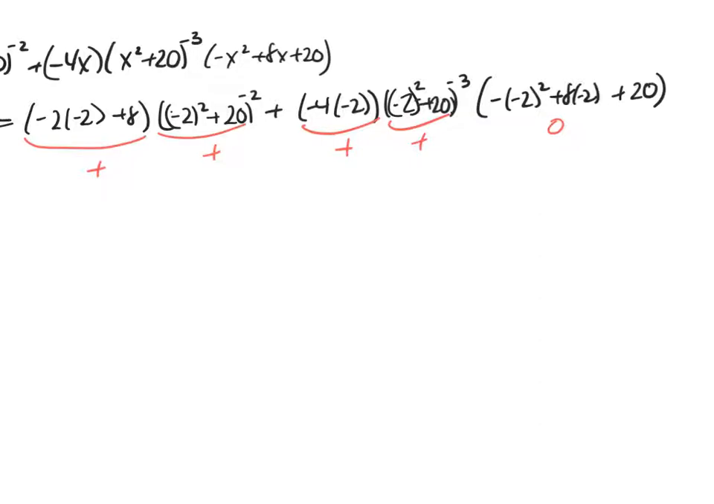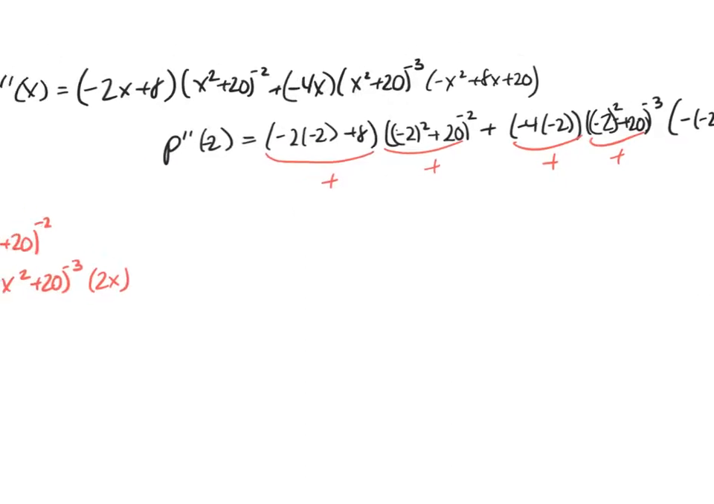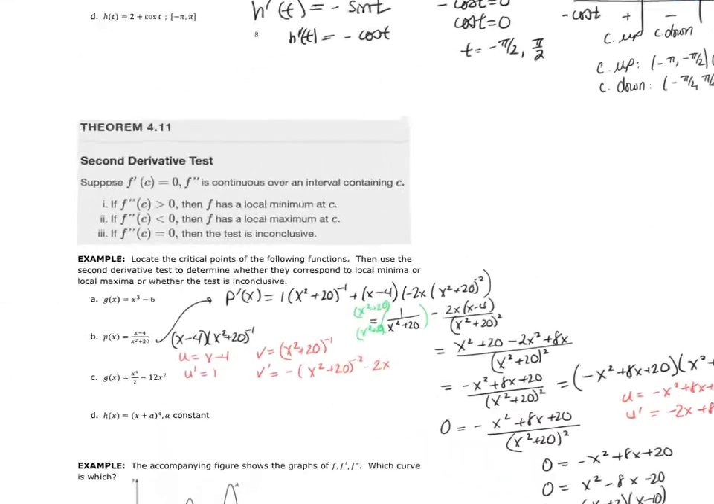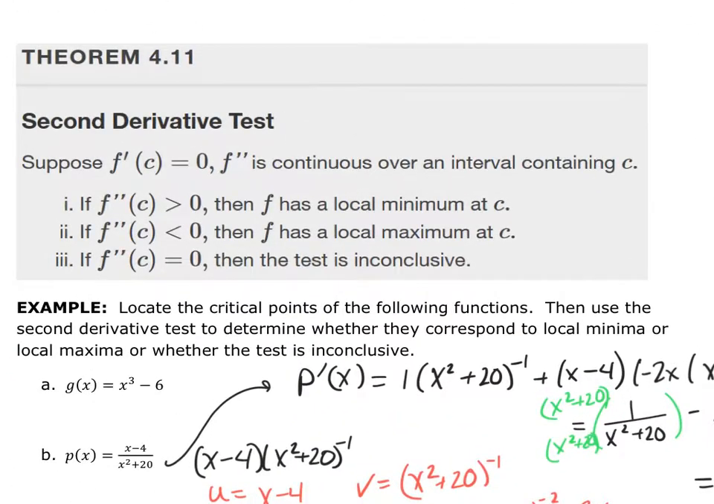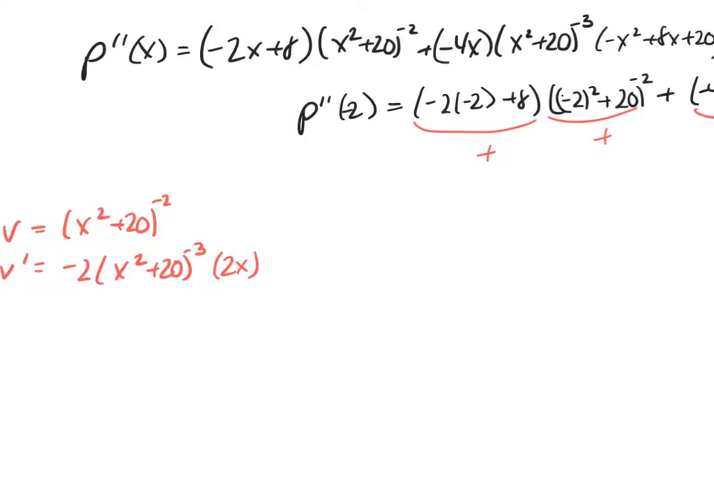Right? I'm going to put this in my calculator. But I'm going to just get a positive number. So negative 2 gives me a positive number on my second derivative. So by my second derivative test, if it's positive, it is a local minimum. So what I know with all of that work is at x equals negative 2, I have a minimum.